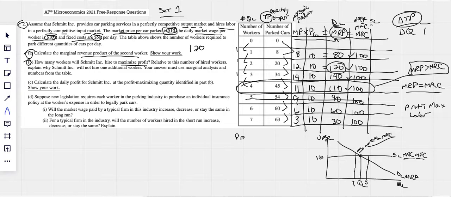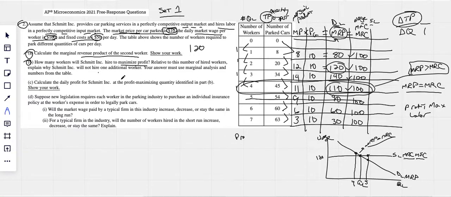Now, look at my graph here. I would much rather hire the 4 workers and have the MRP slightly larger than the MRC than hire the fifth worker. With the fifth worker, I'm losing money. Obviously, this is our sweet spot right here, somewhere in between 4 and 5 workers. But I definitely am not going to hire the fifth worker because the cost would be greater than the actual amount of money they bring in. So I would not hire the fifth. I'll stop at the fourth worker, and that's going to be the number of workers that we want to hire.